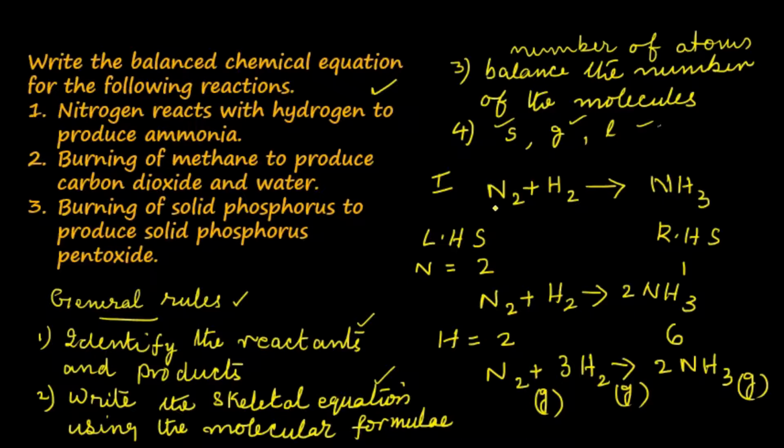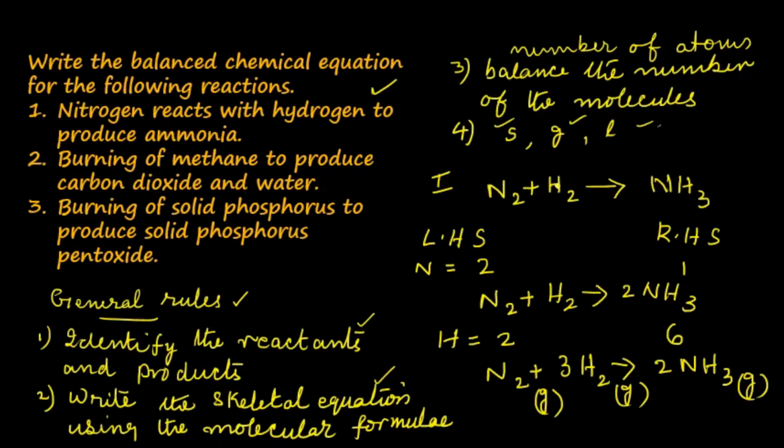Now we will take up the various atoms one by one. On the left hand side, there are 2 atoms of nitrogen and only 1 atom of nitrogen on the right hand side. So you equalize that by adding 2 to ammonia. That is, you will write it as N2 plus H2 gives 2NH3.